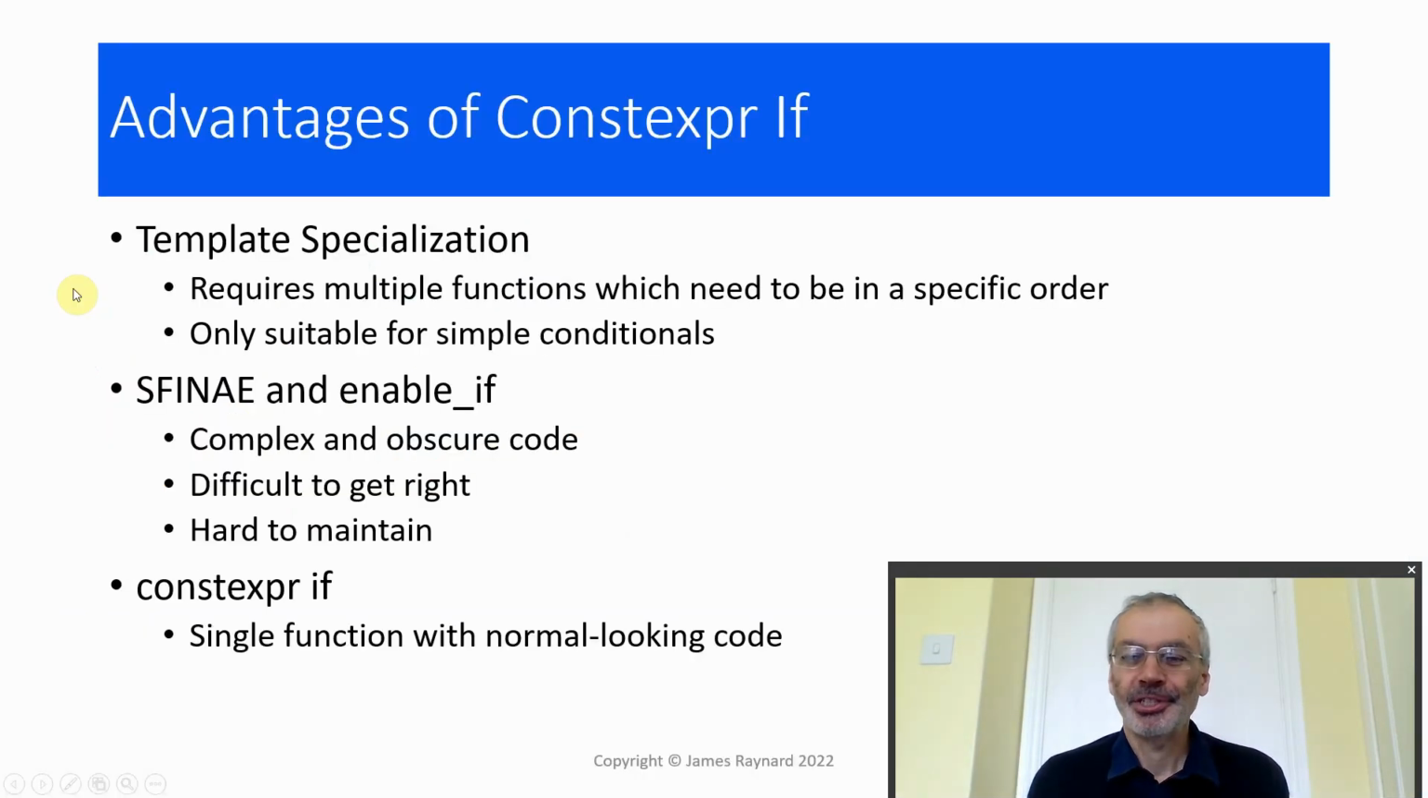Alright, so let's weigh up these different approaches. With a template specialization, you need to write several template functions which need to be in a specific order, and this only really works if you have fairly simple logic. With SFINAE and enable_if, you have complex and obscure code which is difficult to get right and hard to maintain. And finally constexpr if, so you can just write a single function which has normal looking code, just like any other C++ function, except it's evaluated at compile time.